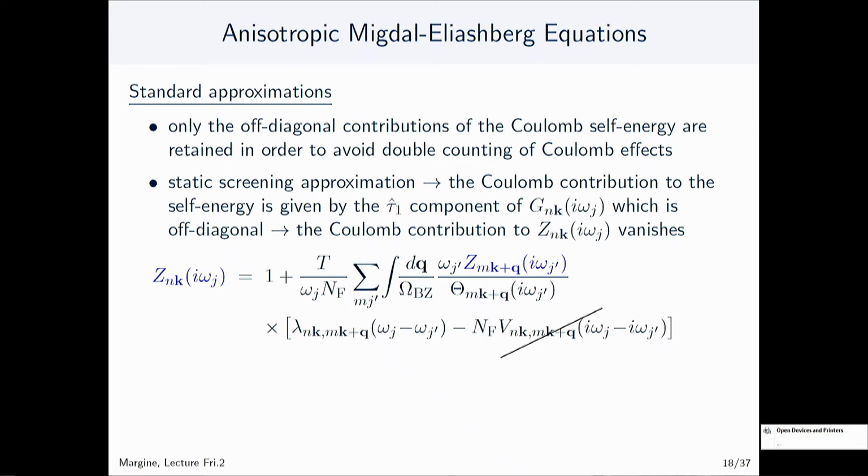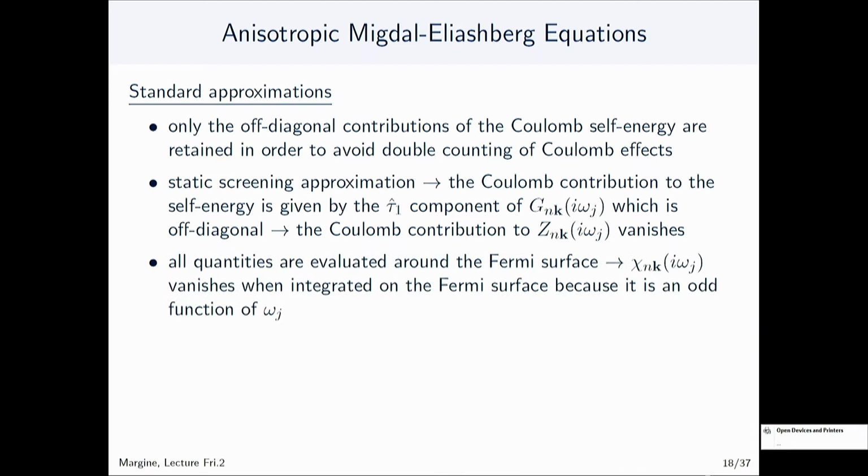So it means that in this expression, if this was the expression for Z that I had on the previous slide, basically the Coulomb contribution in the expression for the mass renormalization function vanishes. Yeah, so this is one simplification.